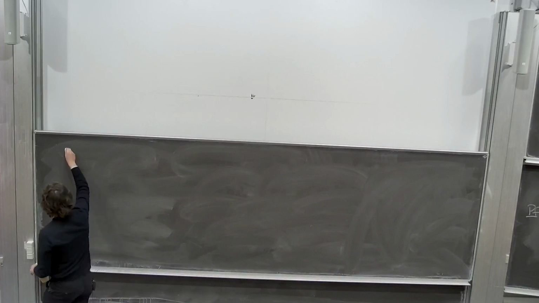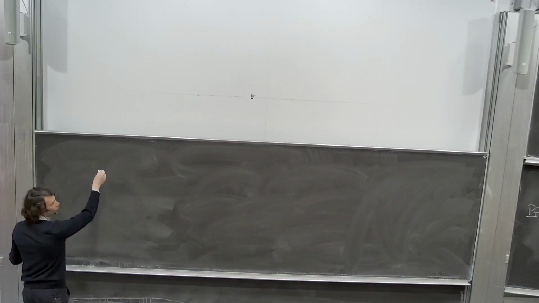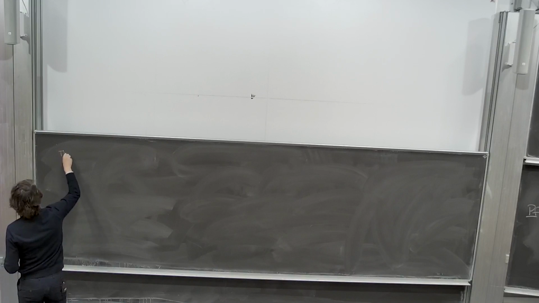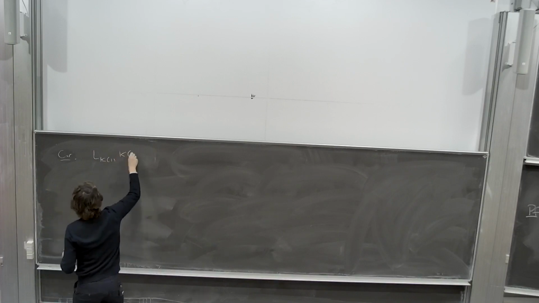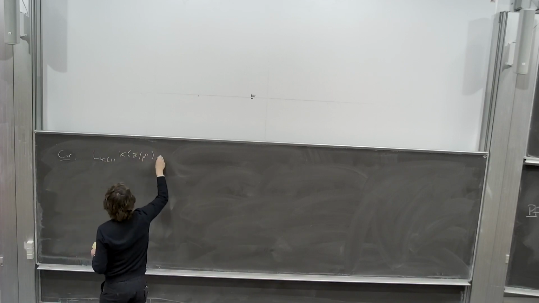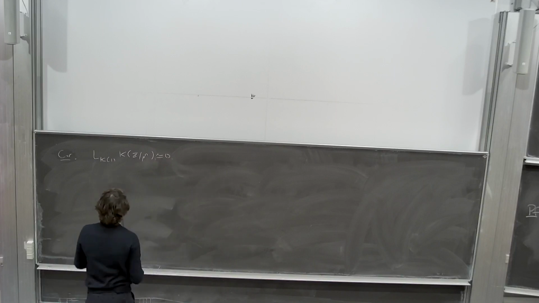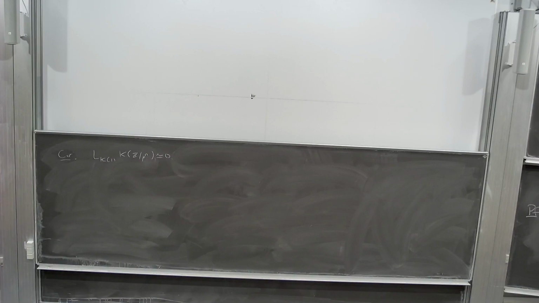So the corollary of the main theorem is that the K1 local K theory of Z mod P to the N is 0. And if you're worried about the prime 2, really this maps V1, its fourth power is the V1 coming from the mod 2 Moore spectrum. So the nilpotence here is good enough.